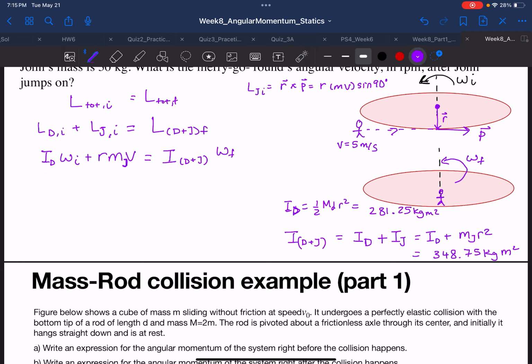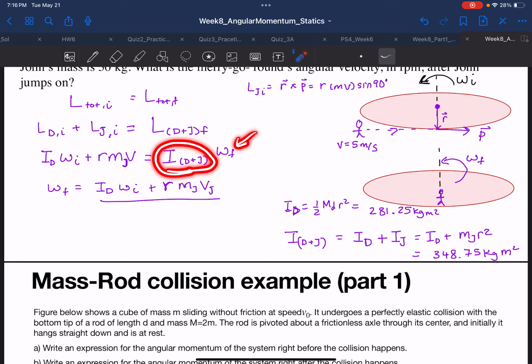So now we're basically ready to plug everything in here, and what we're solving for is omega final. So I'm going to symbolically do this first. So omega final is I of the disk times omega initial plus how far John is jumping on, which is the radius of the disk, mass of John times the velocity of John, all divided by basically this term to get omega final by itself. So divided by I of disk plus John.